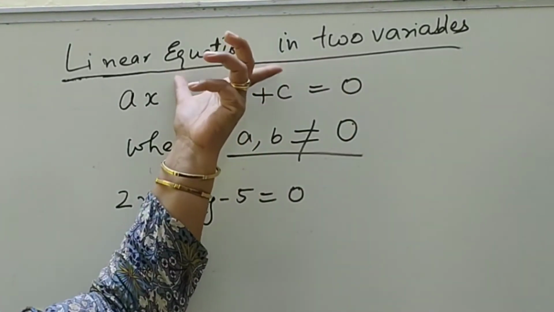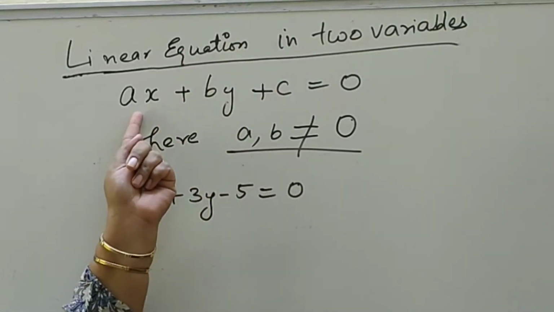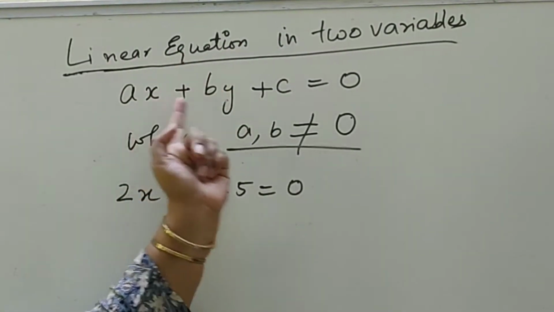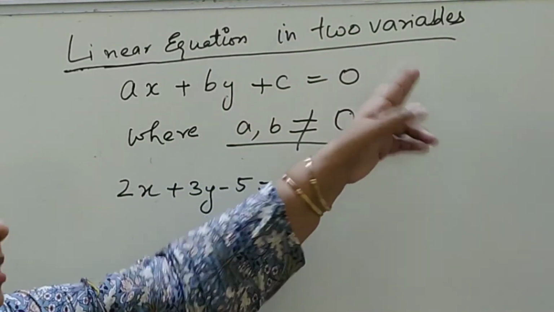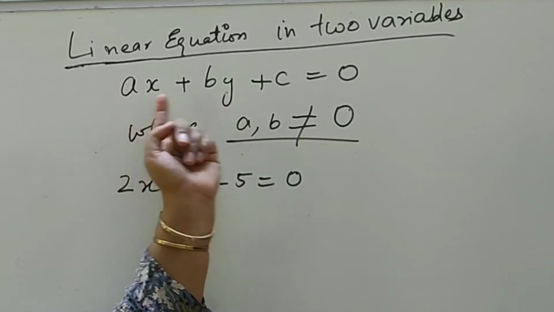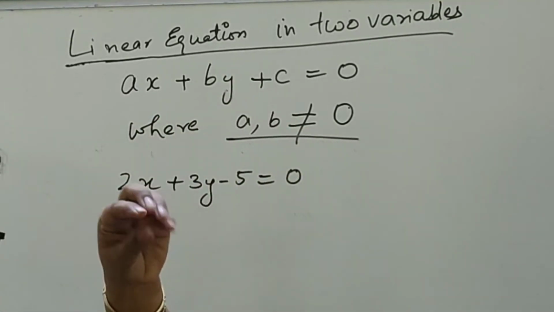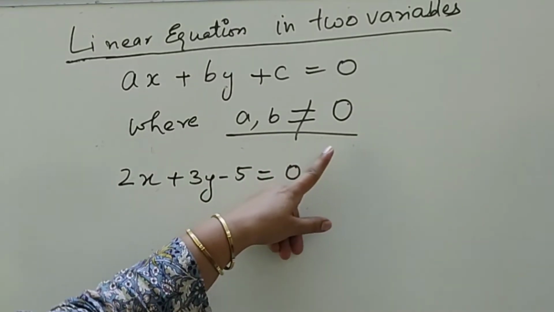Now first of all, what is a linear equation in two variables? Linear equation means the highest power of the variable should be 1. It will have two variables. Here x and y, these are the two variables. A, B, C are the constant numbers where A and B cannot be equal to 0.